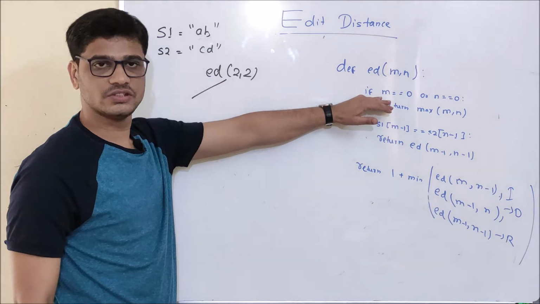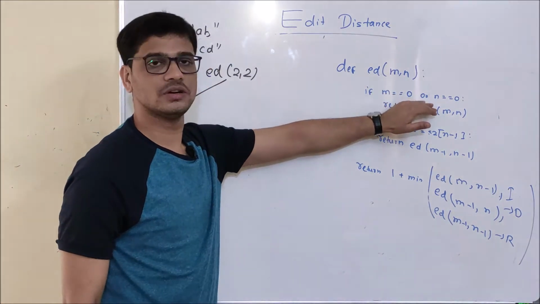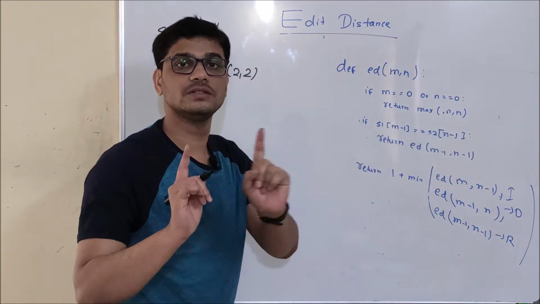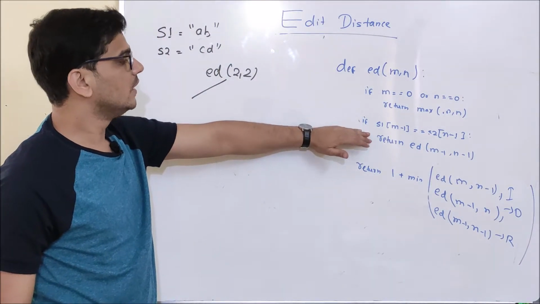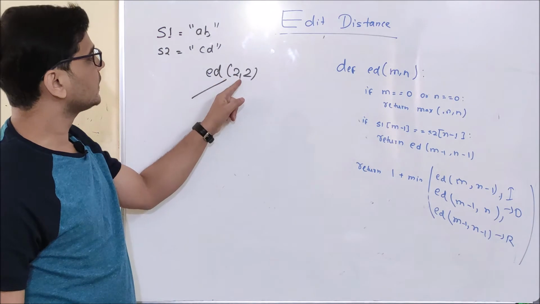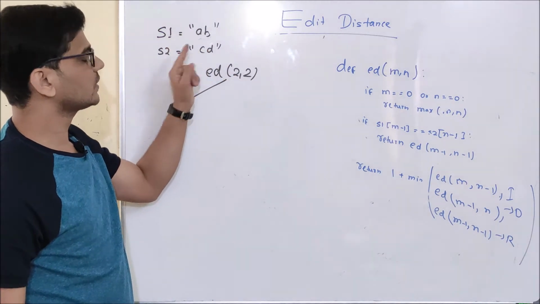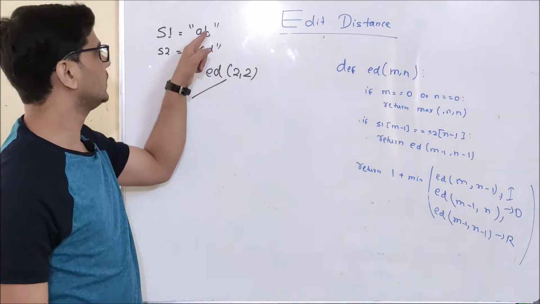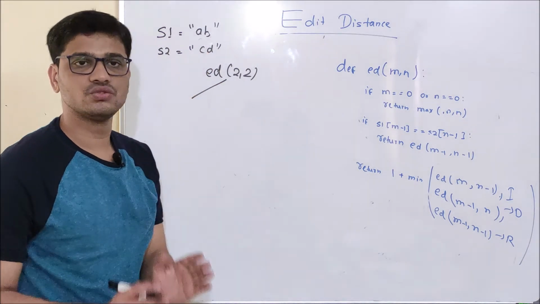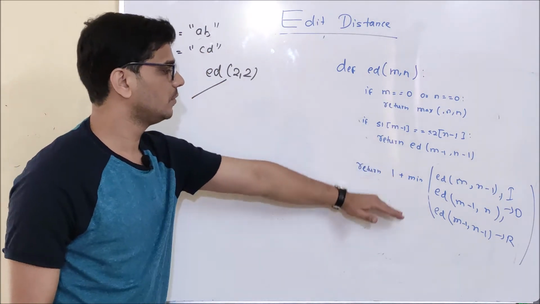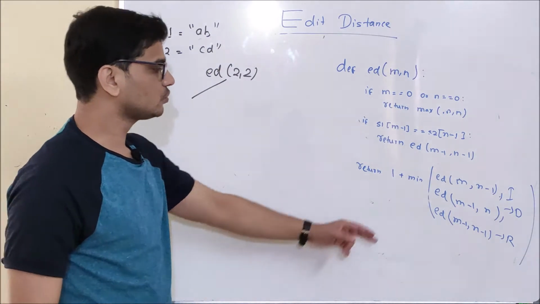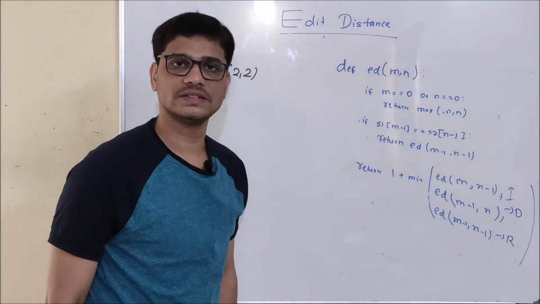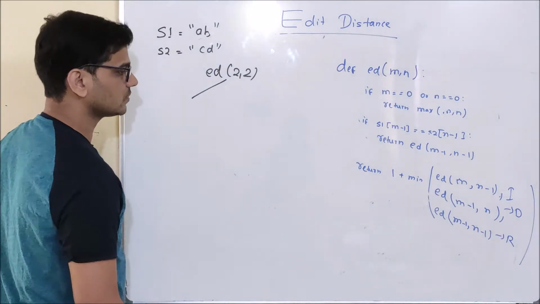It will check the first condition: is M equal to 0 or N equal to 0? The answer is no, so this condition check will be false. Control will come here. It will check whether the second character of the first string and the second character of the second string are matching. The second character here is B and here is D, so not matching. So control will come to this particular return statement. First of all, it will perform insertion.